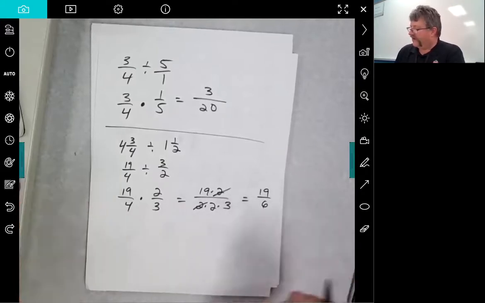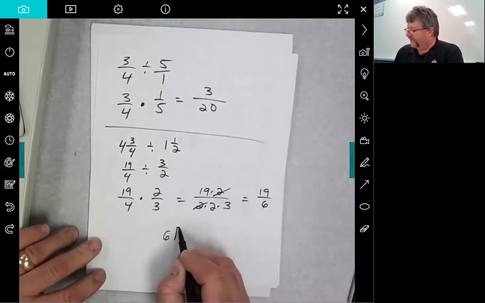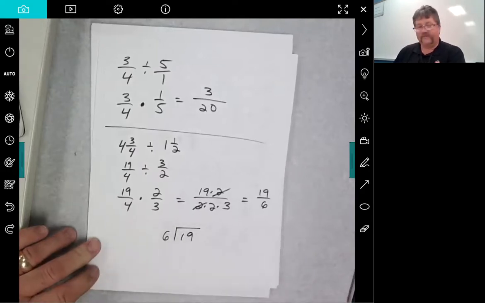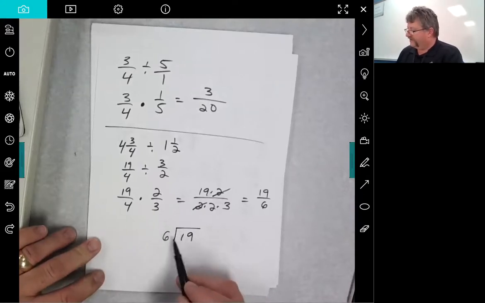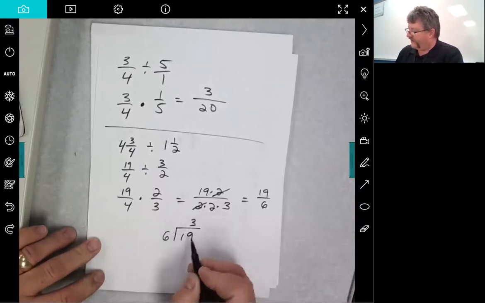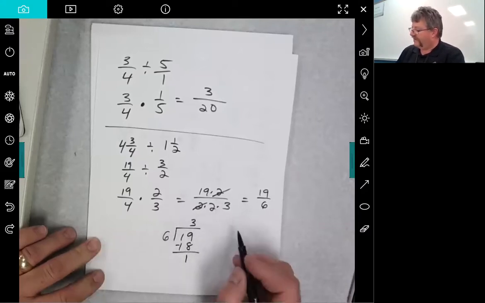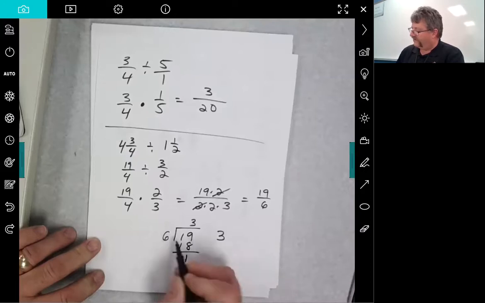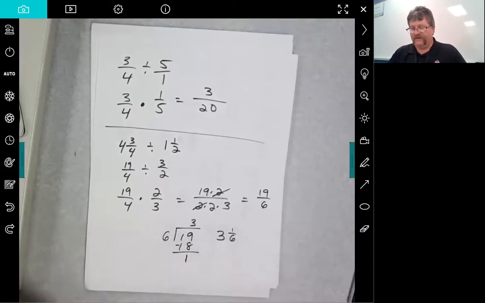19 over 6. Again, we could turn it into a mixed number. Maybe because this one started as a mixed number, the answer probably will be a mixed number if this were a problem, right? So you say 6 goes into 19, 3 times? We get the 18. We subtract and get a remainder of 1. So it's 3 and 1/6. Okay.